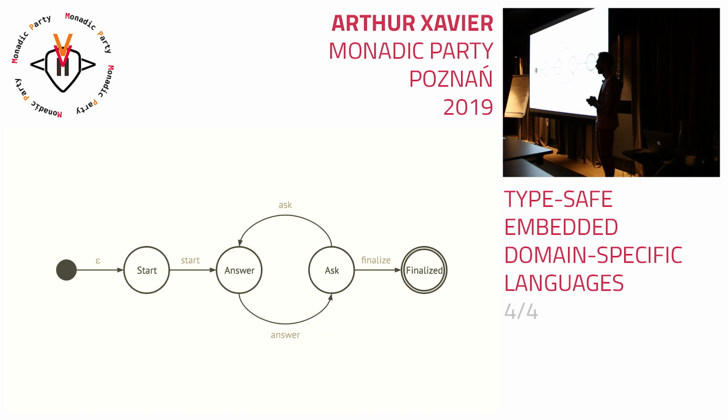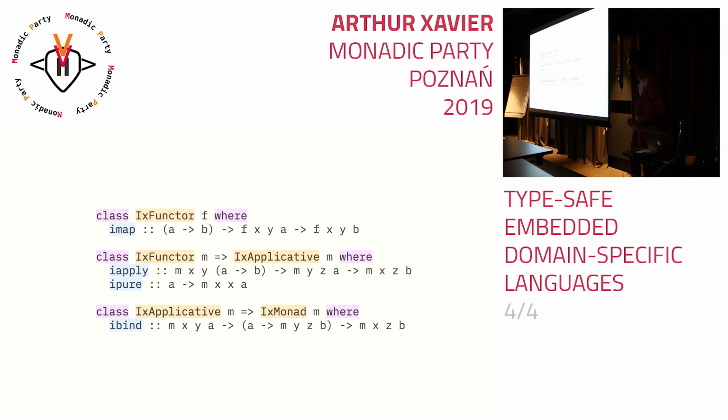Oh, sure, please. So can you go back to the interface of the indexed apply? It seems a bit weird that you can change the state while you're producing the function that you're going to apply.